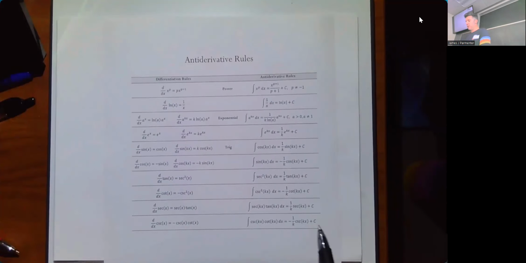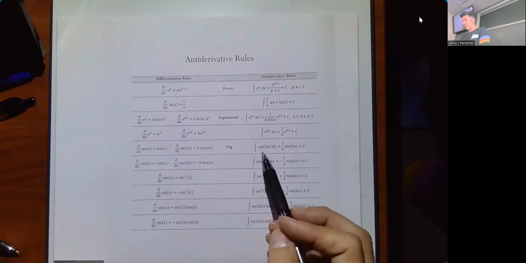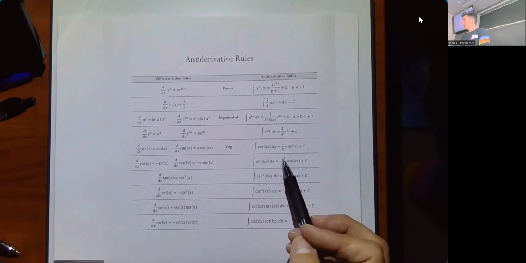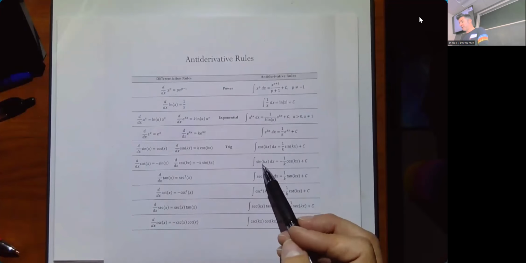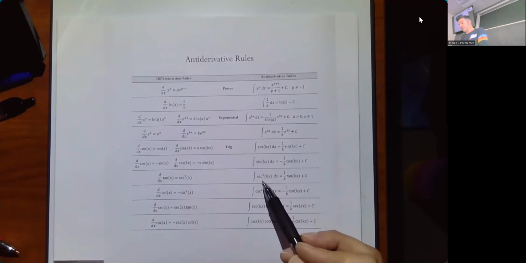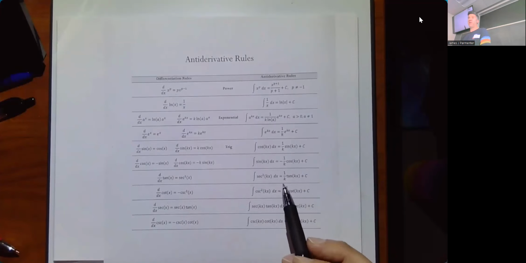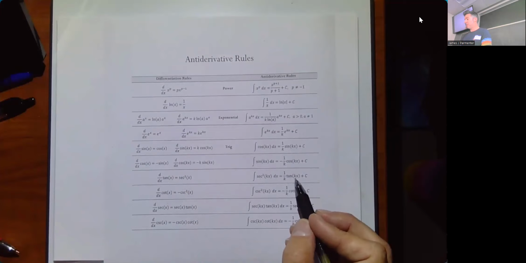And then you've got your trig functions. Derivative of sine is cosine. The antiderivative of cosine is sine. The derivative of cosine is negative sine. The antiderivative of sine is negative cosine. The derivative of tangent is secant squared. The antiderivative of secant squared is tangent. I know I'm not saying the k part. I'm just pretending k is 1 for the moment. The antiderivative of secant squared of 1x is 1 times tangent of 1x.